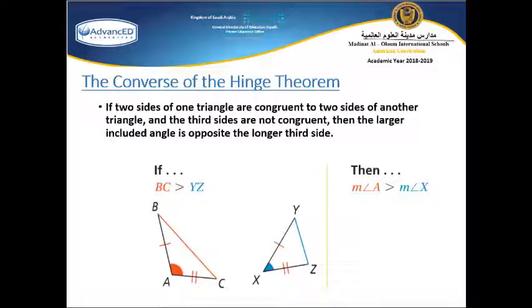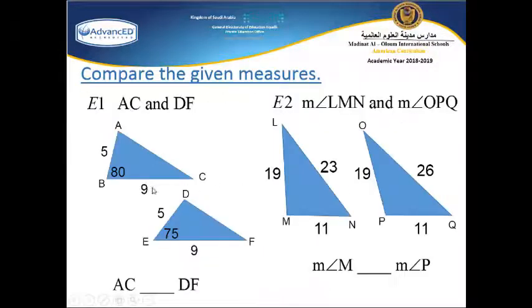The converse of the Hinge theorem. Here, if two sides of the first triangle are congruent to two sides of the second triangle, and the third side is not congruent, then the larger included angle is opposite to the longer side.